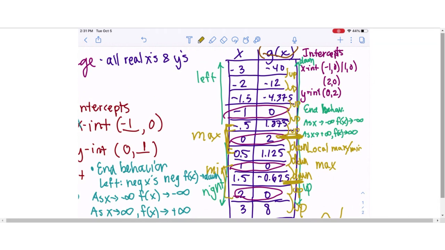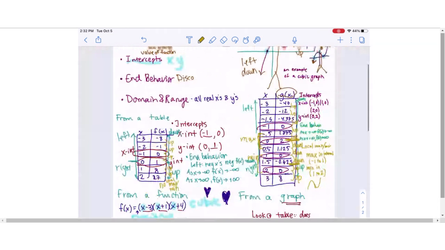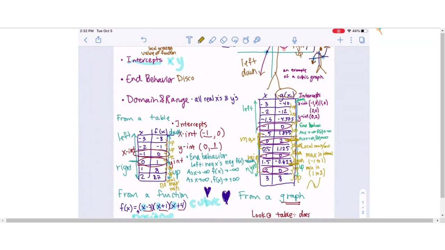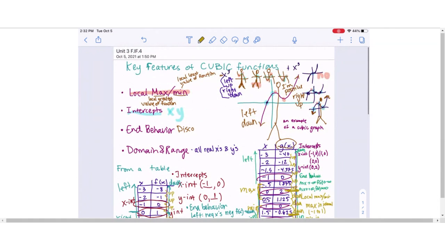So it will say a range, a max in the interval of -1 to 1, and then a min in 1 to 2. Whew. Okay, that is what you have to do for that whole thing. And on a graph, you just look at the table. So that is FIF 4 for cubic functions.